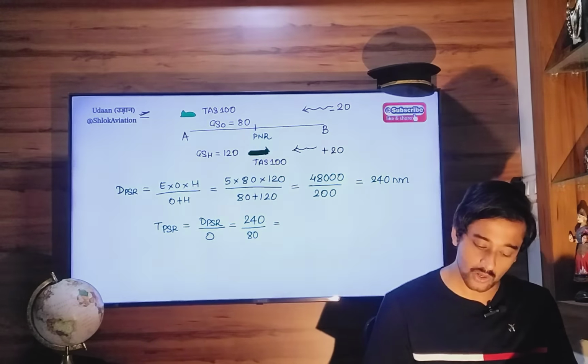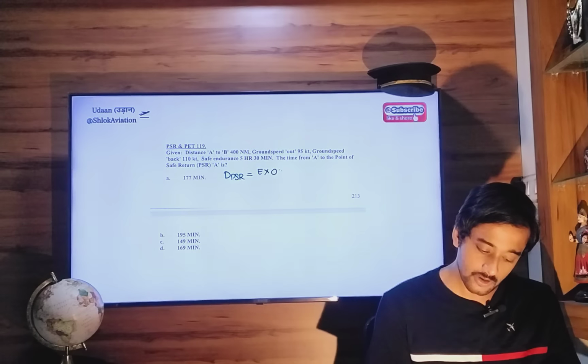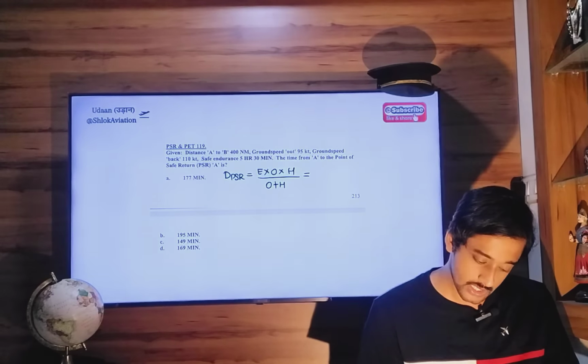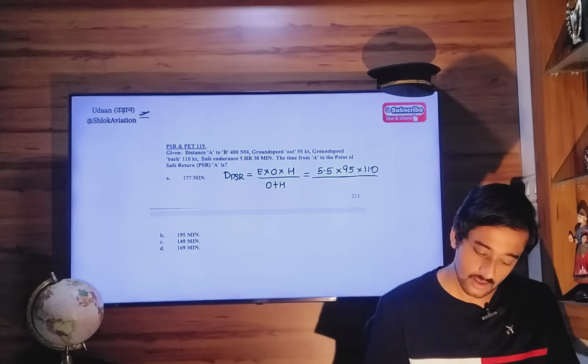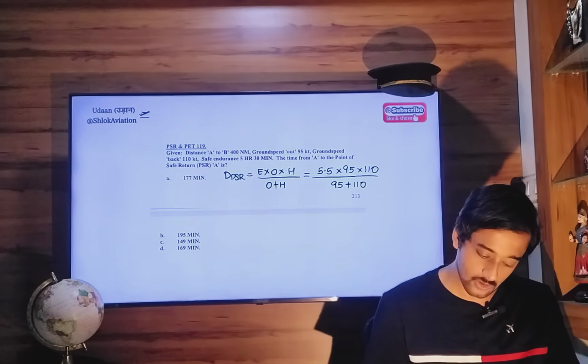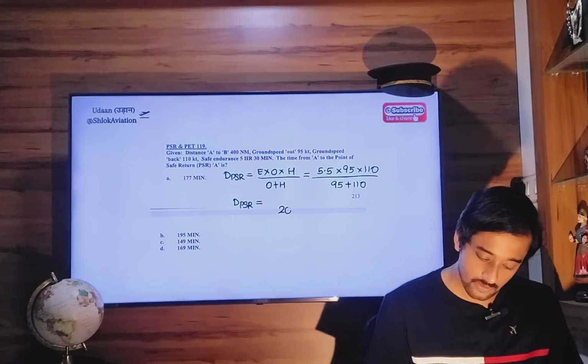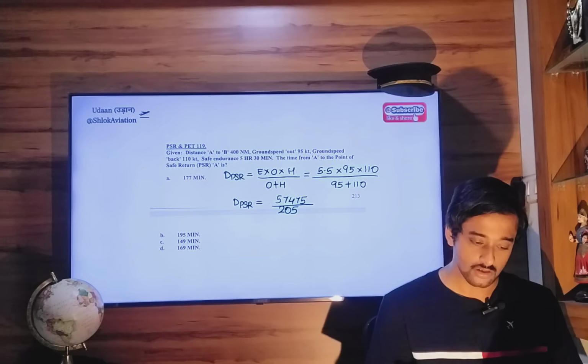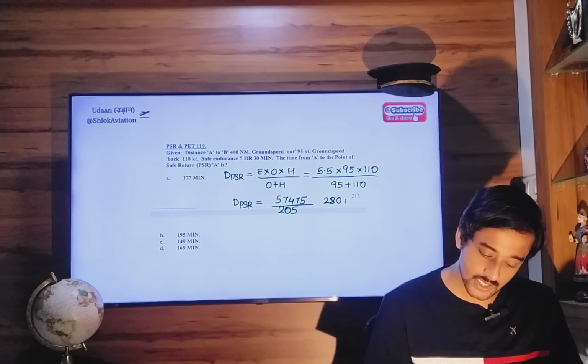So distance to the point of safe return is endurance into outbound into homebound divided by outbound plus homebound. So what is endurance here? 5.5 into 95 into 110 divided by 95 plus 110. So 95 plus 110, 205. 5.5 into 95 into 110, 57,475. That is equal to 280 nautical miles.